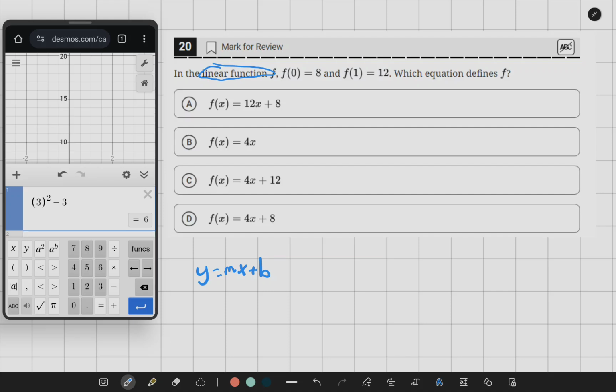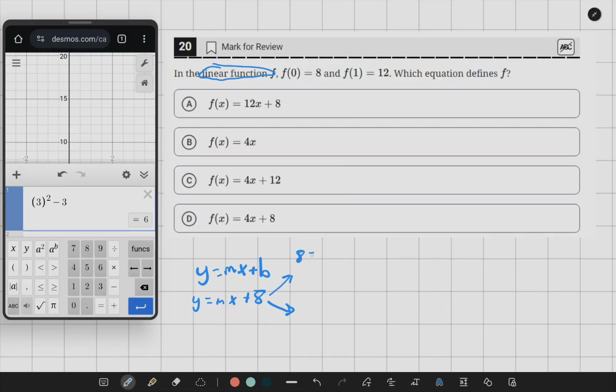So f of 0 equals 8. We know that y is going to be equal to mx plus 8. And there's two ways to solve this now. So the first way, I'll go through both of them. The first way is to plug in an x and y.